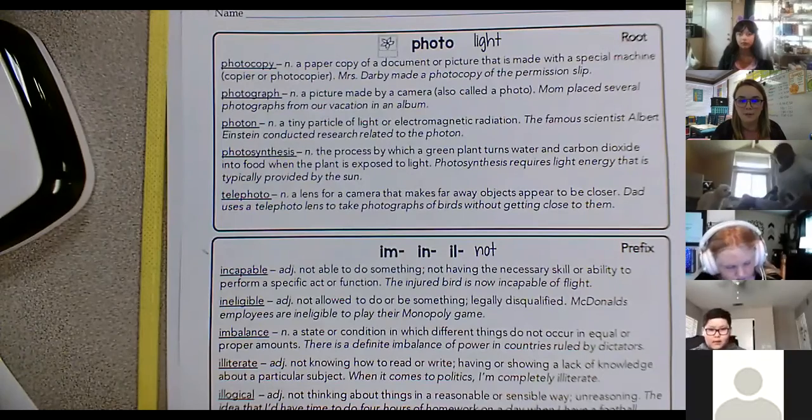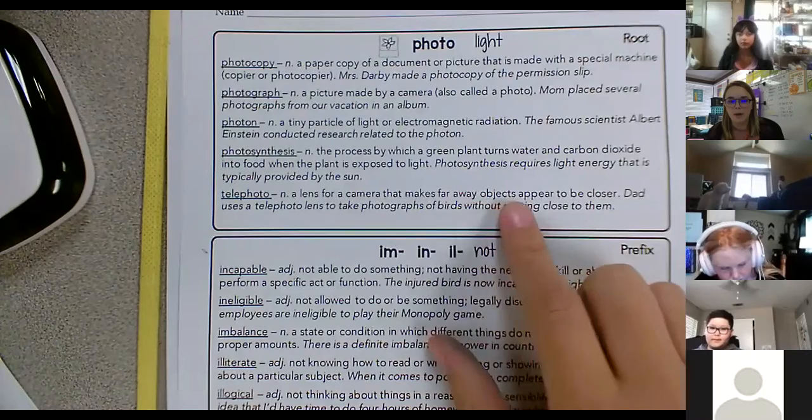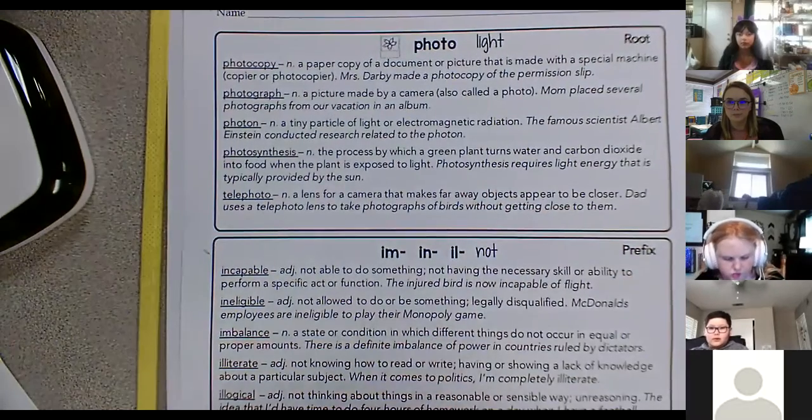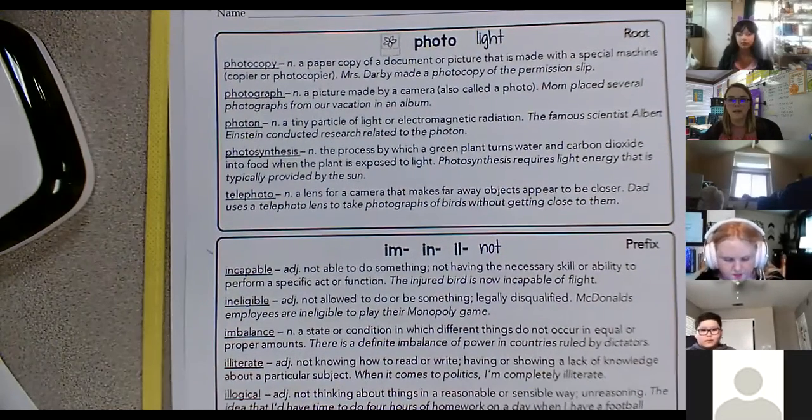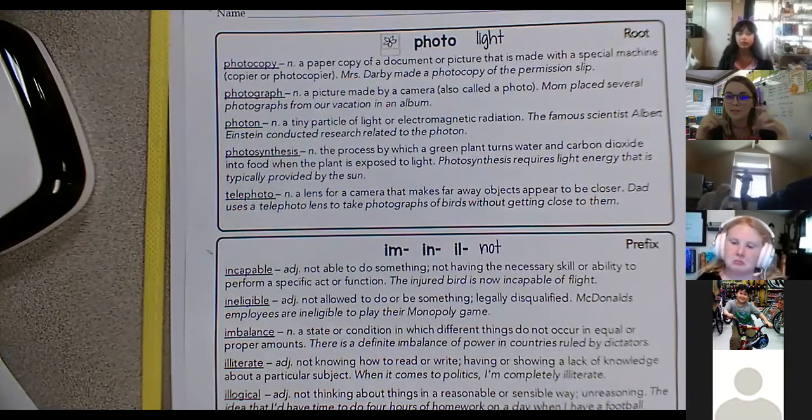So the last word for our root photo is the word telephoto. Telephoto is a kind of lens for a camera that makes faraway objects appear to be closer. So people like sports photographers will use telephoto lenses. They can stand off in the stadium and take pictures of the athletes as they're playing. And it looks like they're really close, even though they're really far away.